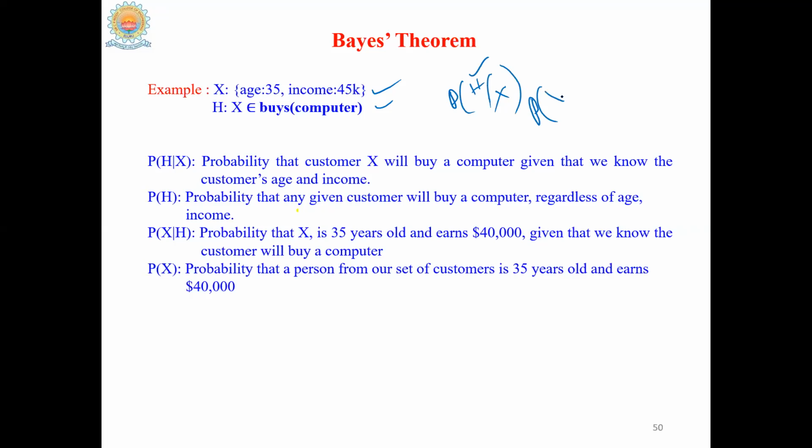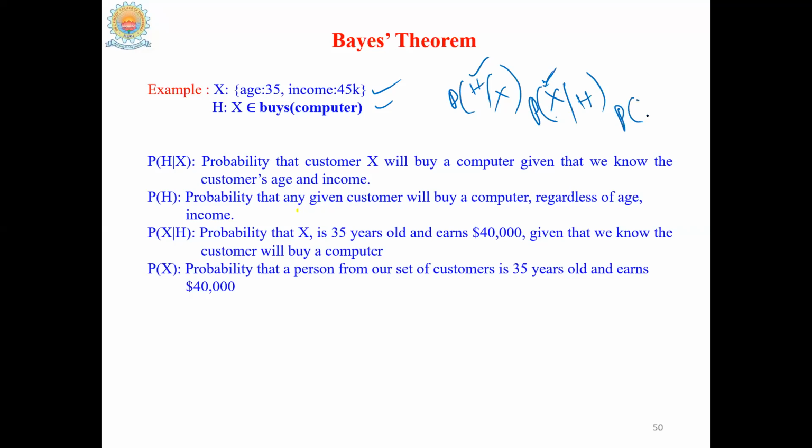Next, P of X by H. That means the posterior probability of the customer having the age 25 and income 45,000, given that he is going to buy the computer. Which means that if a customer buys the computer, then his age is 35 and his income is 45,000.